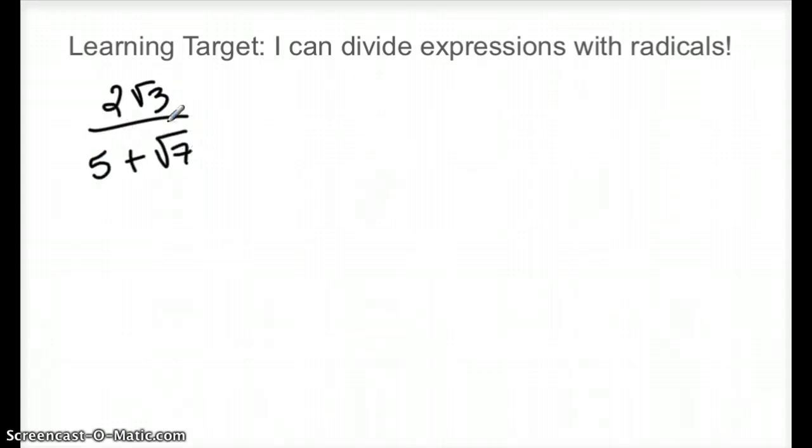What if I had something like 2 radical 3 divided by 5 plus radical 7? Okay, so clearly I'm dividing, and I have a radical in the denominator, which is not good. So I need to get rid of it, and we do that by a special fraction. And what goes in that special fraction, remember, is the conjugate of the denominator.